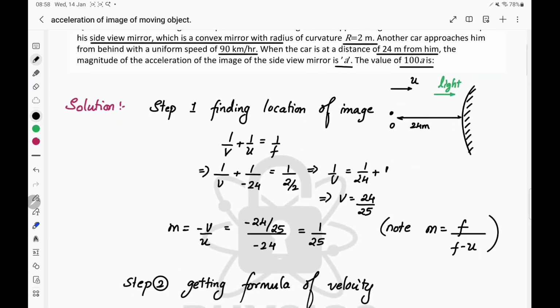The first step would be to find the location of the image. Now the object is placed 24 meters in front of the mirror and it is moving with the speed u. Since the object is placed against the direction of light, we will take the object distance as minus 24. Since this is a convex mirror, it has a positive focal length, so positive radius of curvature divided by 2, so 2 divided by 2. By using the mirror formula, we get the image distance to be 24 by 5. A positive image distance indicates that the image will be formed behind the mirror. So this is the first step.